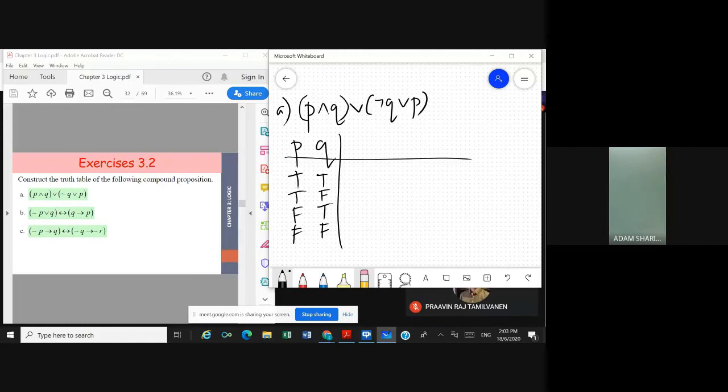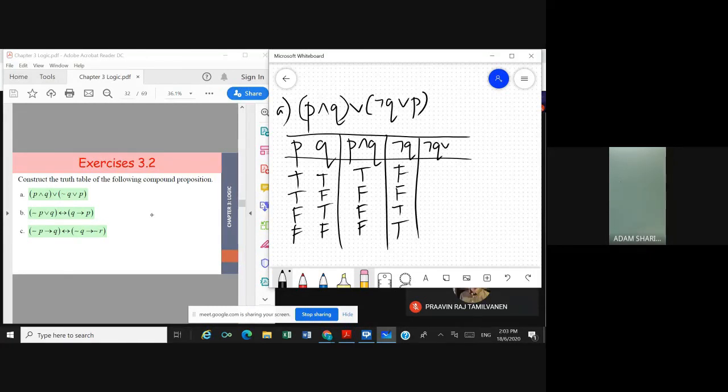P and Q. No alteration. No combined operation is there. So we do P and Q directly. T and T is T. F, F, F. Next, you do the next bracket where you happen to need to do not Q first. F, F, T, T. Not Q or P.